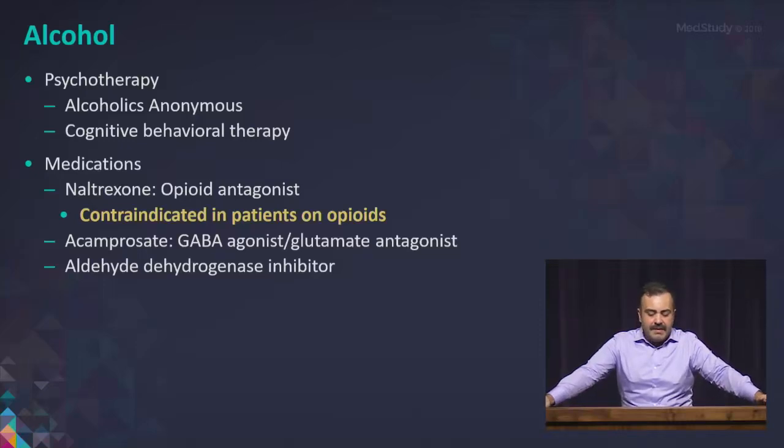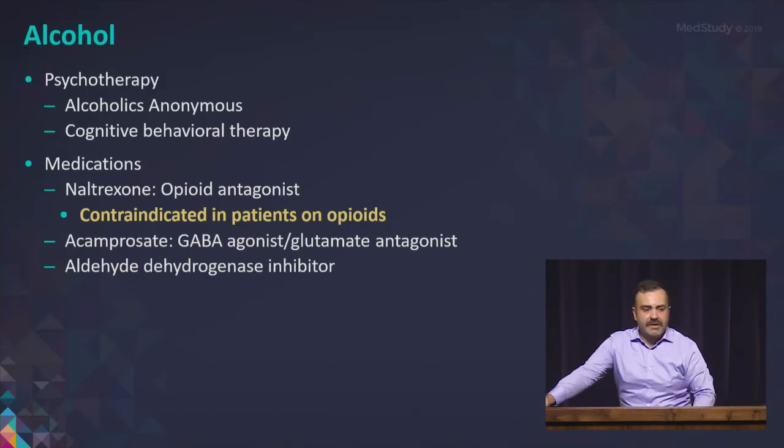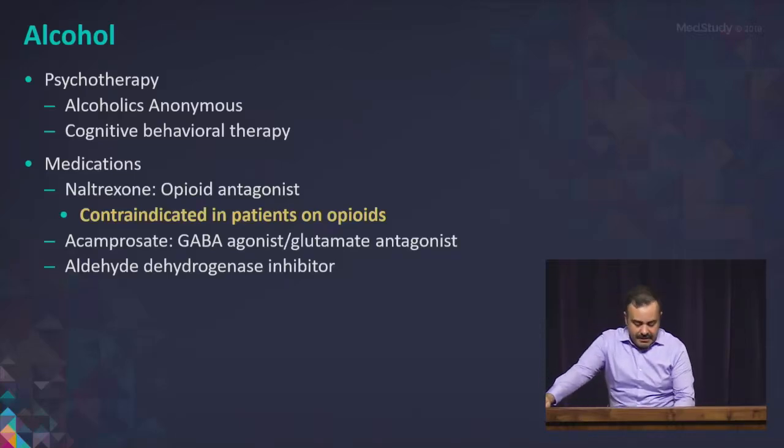Acamprosate is another medication we use. Disulfiram, an aldehyde dehydrogenase inhibitor, is one of the more old-fashioned medications. You might see it in the test, but the key point to remember is naltrexone: the contraindication is that the patient is already on another opiate.